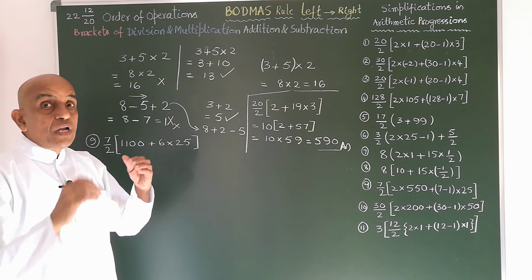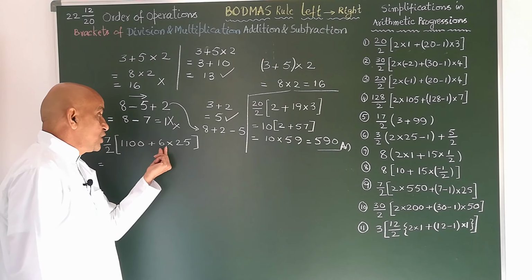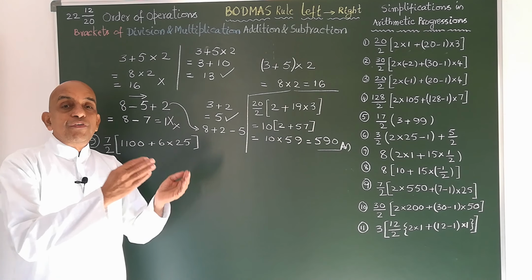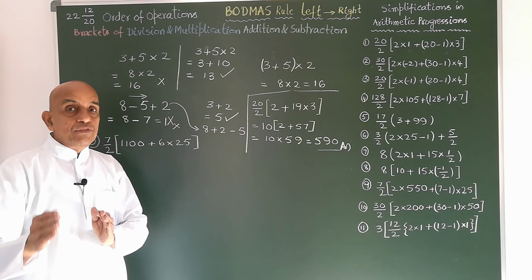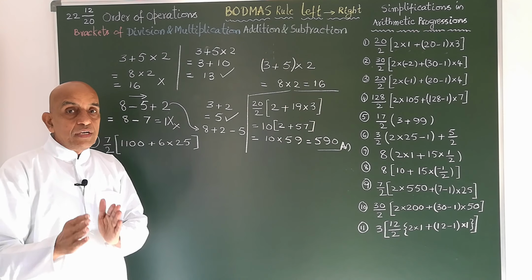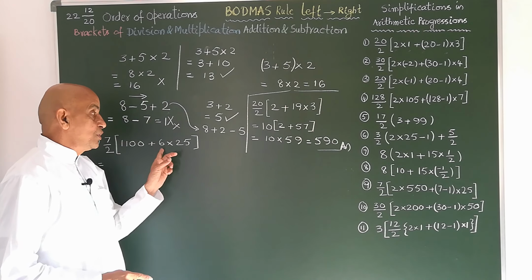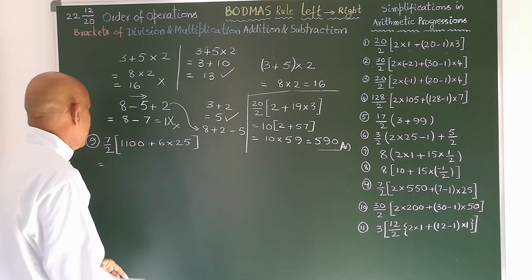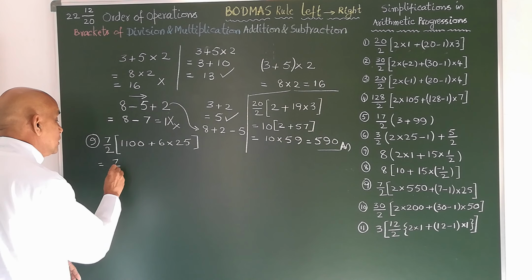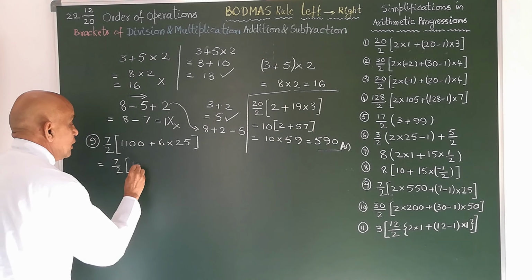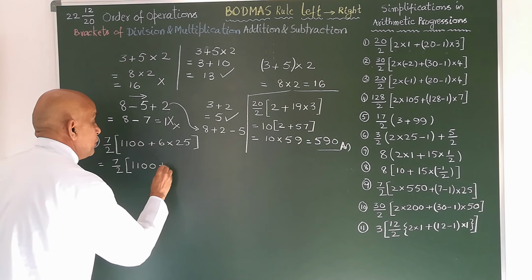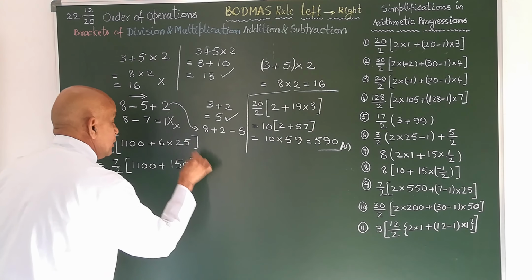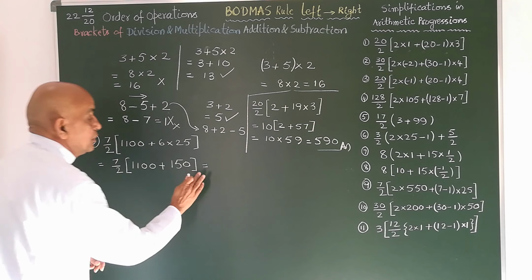Always try to develop your thinking. So 6 into 25. 25 paise coins you take, say 25 rupees. 4 25s is 100. 2 25s is 50. Now we have 6 25s. So this is 100 plus 50, 150. 7 by 2, 1100 plus 150. Now this is here.